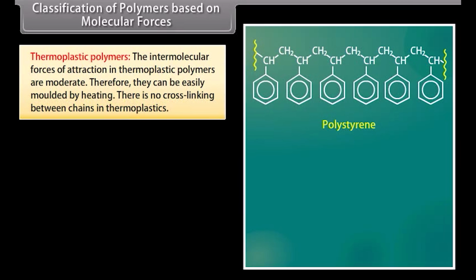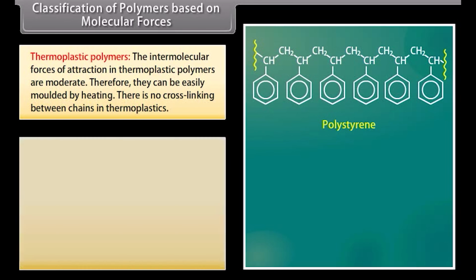Thermoplastic polymers. The intermolecular forces of attraction in thermoplastic polymers are moderate. Therefore, they can be easily molded by heating. There is no cross-linking between chains in thermoplastics. For example, polyethylene and polystyrene.